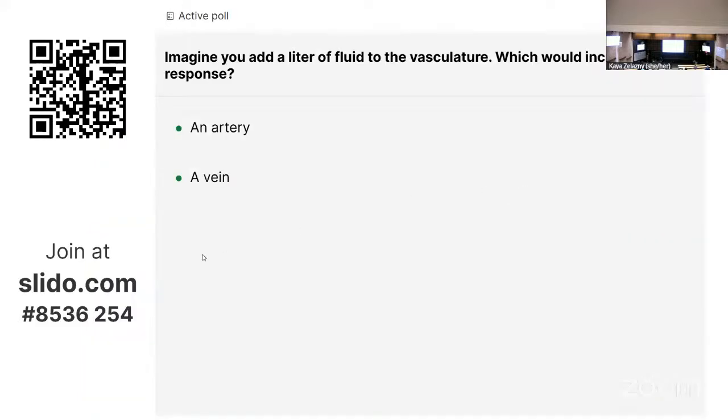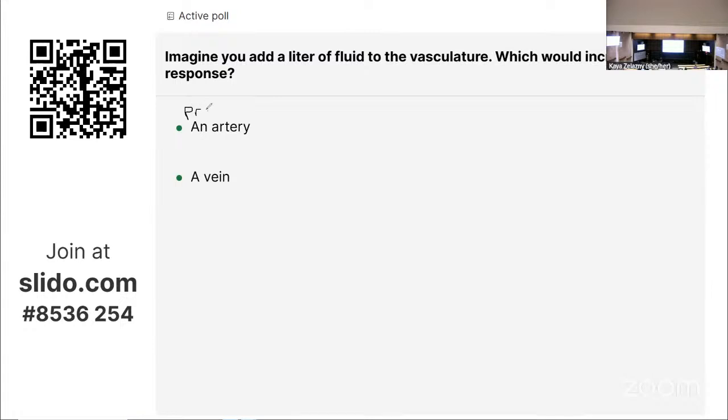So in our veins, thinking about this idea of compliance, before we look at that compliance graph that we've drawn at least once before briefly, I want you to just imagine you're adding like a liter of fluid to your body, right? You're getting fluids intravenously or something. So I want you to think about what this increase in volume is going to mean for the pressure in an artery or the pressure in a vein.